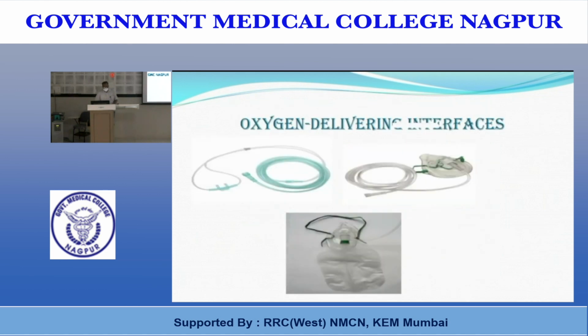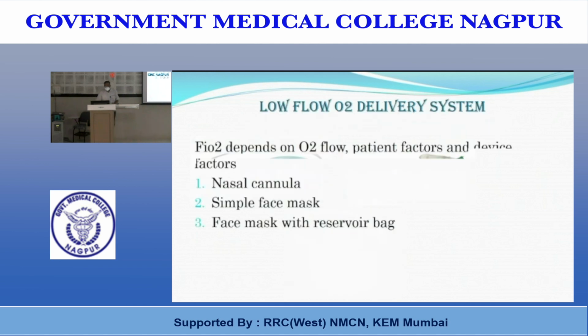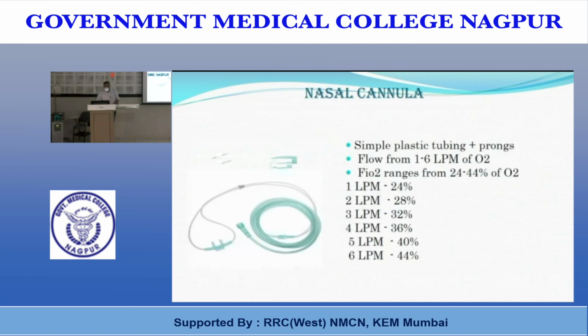The first one is the nasal prongs, second is the simple mask, and third is the mask with rebreathing bag. The FiO2 depends on the oxygen flow, patient's factors and the device factors. So these are the interfaces: nasal cannula, simple face mask, and mask with reservoir bag. This one is the nasal prongs or nasal cannula. This is simple plastic tubing having the nasal prongs.